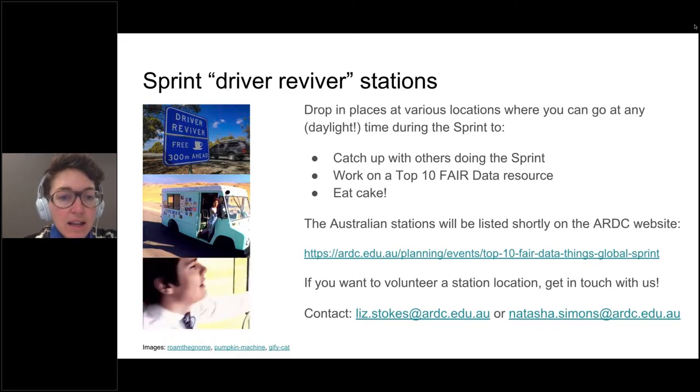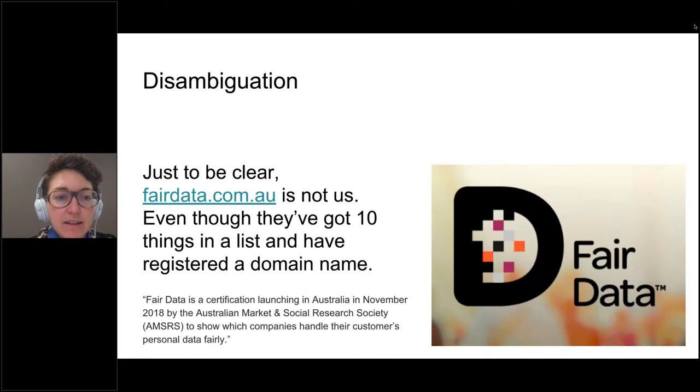And one last thing. Oh, sorry, I do need to disambiguate. When I went looking for other examples of FAIR data, there's also this other FAIR data thing, but that's not us. There's something about FAIR and data that just makes people want to group things in lists and make them in things of 10, but that's actually another group. So I just wanted to make sure that everyone was clear about that particular disambiguation.